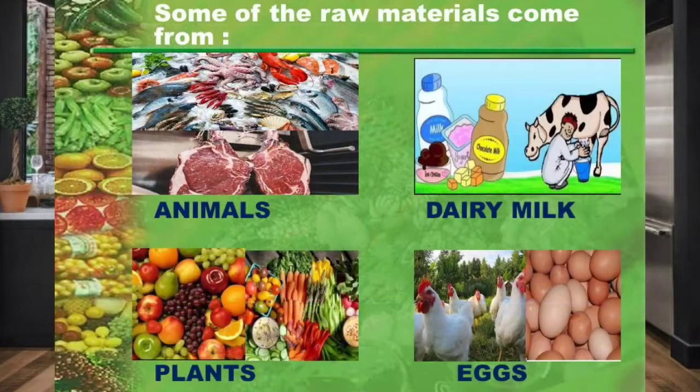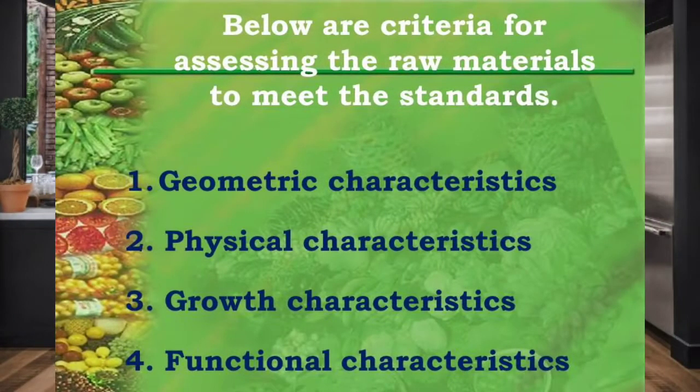The raw materials from the trusted supplier must meet quality standards. Quality should be maintained throughout the processing. Below are the criteria for assessing the raw materials to meet the standard. First, geometric characteristics. Second, physical characteristic. Third, growth characteristic. And the last is functional characteristics.